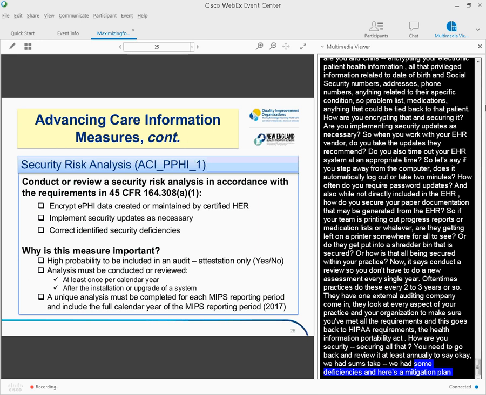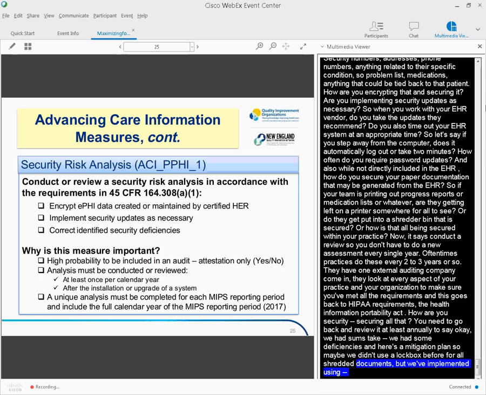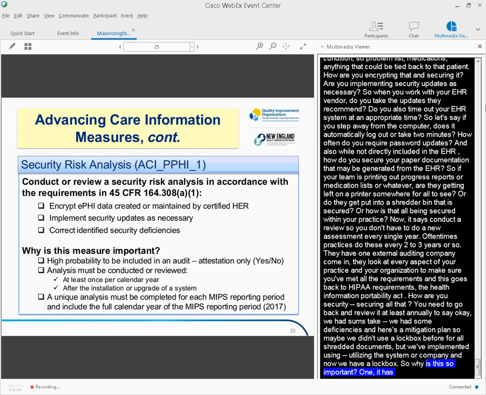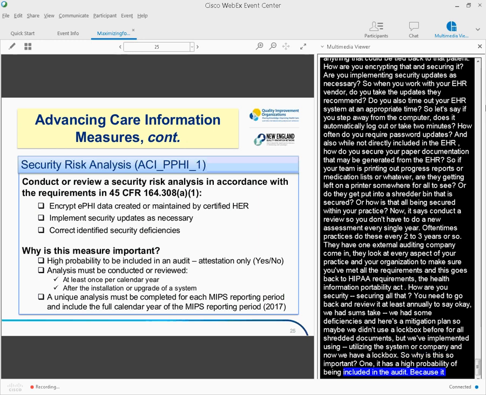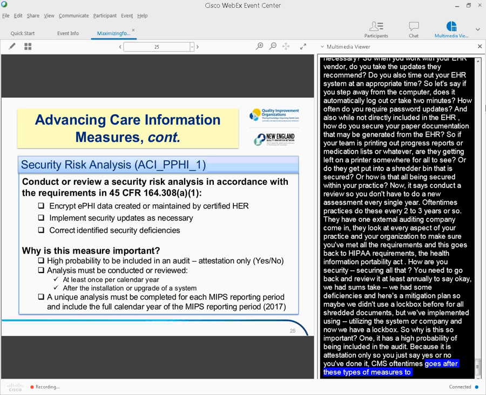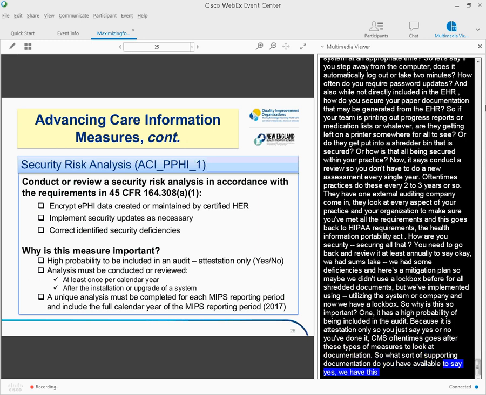So why is this so important? One, it has a high probability to be included in an audit. Because it's attestation only, so as you remember I said you just say yes or no, you've done it. CMS oftentimes goes after these types of measures to look at documentation. So what sort of supporting documentation do you have available to say, yes, we have this program in place, if we get a breach, this is what we do, whatever the case might be. What's your process? Also, are you conducting the analysis on the appropriate timeline?